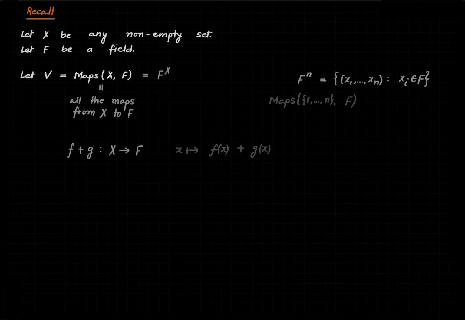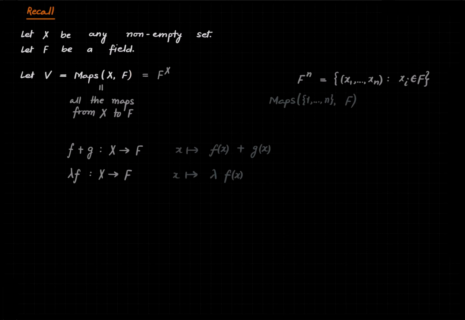And if lambda is any scalar, any element of the field, and f is any such function from X to F, then you can define a new function lambda f, which sends little x to lambda times f(x). So pointwise scaling and pointwise addition, the most natural operations that you can think of on this guy, make it a vector space over the field F. Right, so this is your usual basic linear algebra.